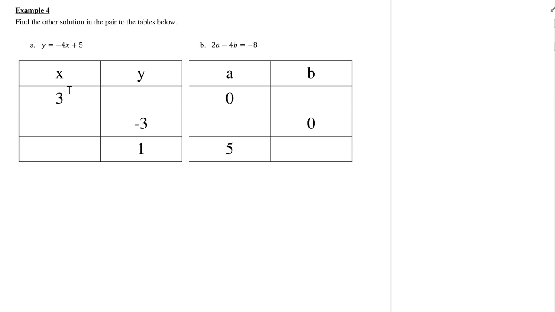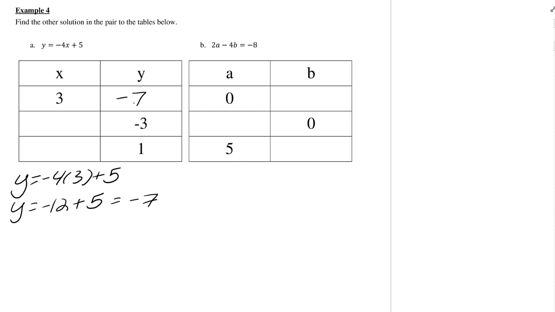So for instance, here for A, for this first entry, obviously I want you to plug in x equals 3. And there's some space underneath, so you can actually go ahead and do that. So if I plug in x equals 3, I get negative 12 plus 5, and that will equal negative 7. So that's what I want to plug in as the other part of the entry.